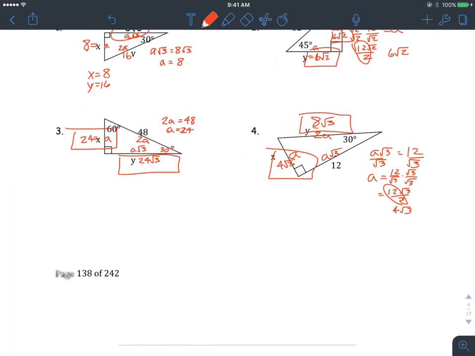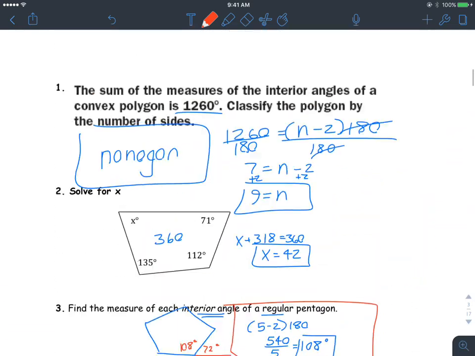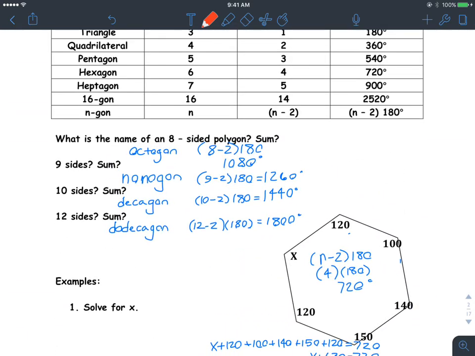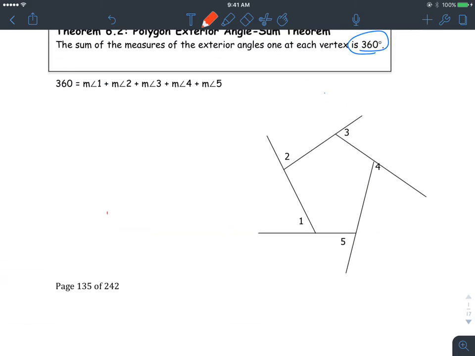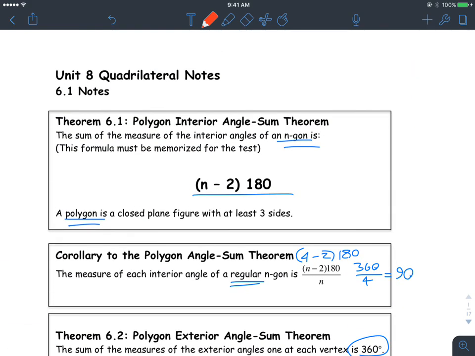And that is it there for your lesson today. But that was kind of a review there. So main idea, all exterior angles are 360. And then n minus 2 times 180 to get the sum of the angles. And then each angle, as long as it's a regular polygon, you divide by the number of sides. That is it.